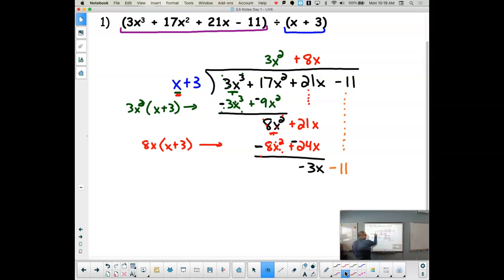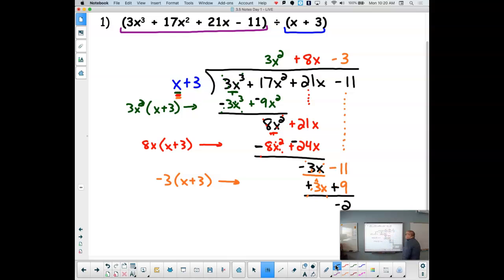Now I need x to look like negative 3x, so I'm going to multiply that by negative 3. Negative 3 times the quantity x plus 3 is going to be negative 3x minus 9. Change both of my signs because I am subtracting. Negative 3x plus 3x makes that go away. Leaves me with negative 2 as a remainder. Okay?